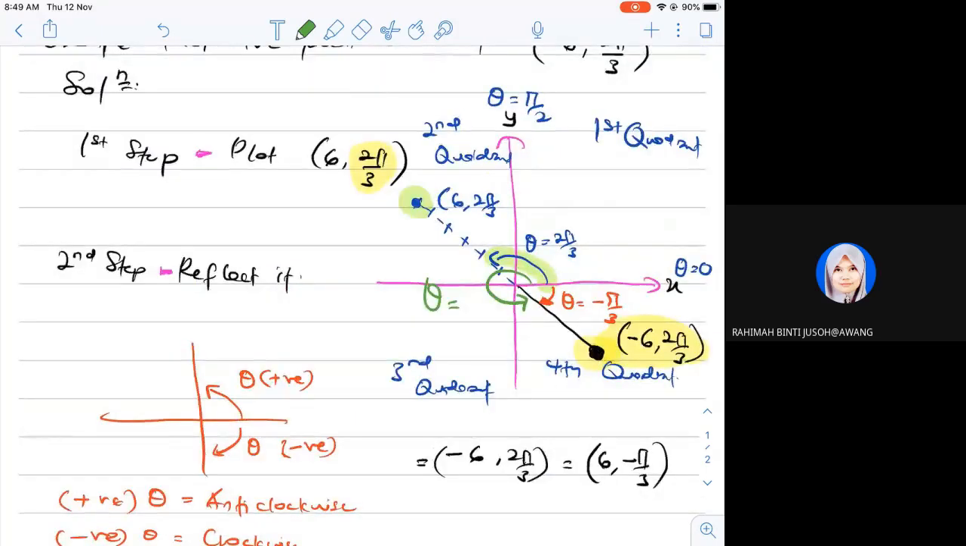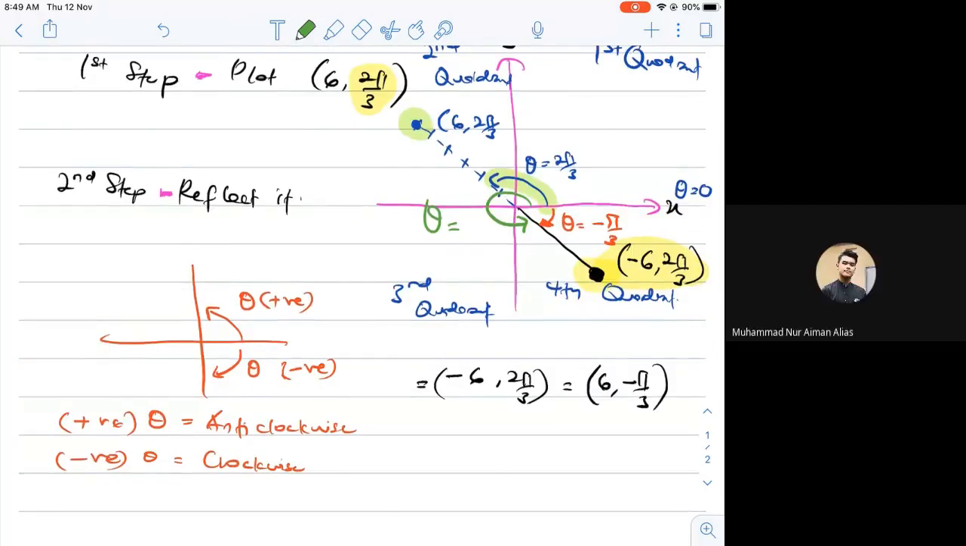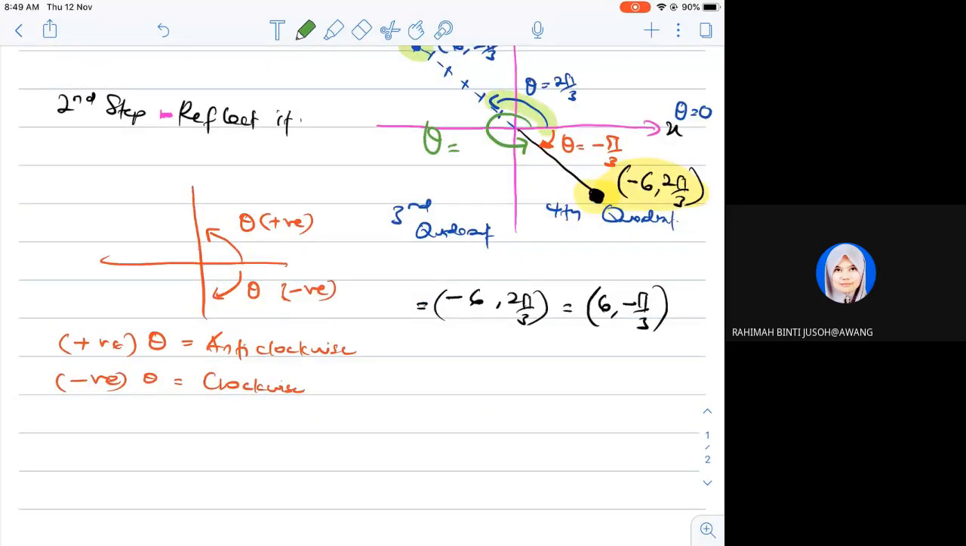Not over 6 actually. 5 pi over 3, right? Yes. It should be 2 pi, right? To get this green theta, the green color is 2 pi. It's okay, nice try. Minus pi over 3, we should get theta equals to 5 pi over 3.